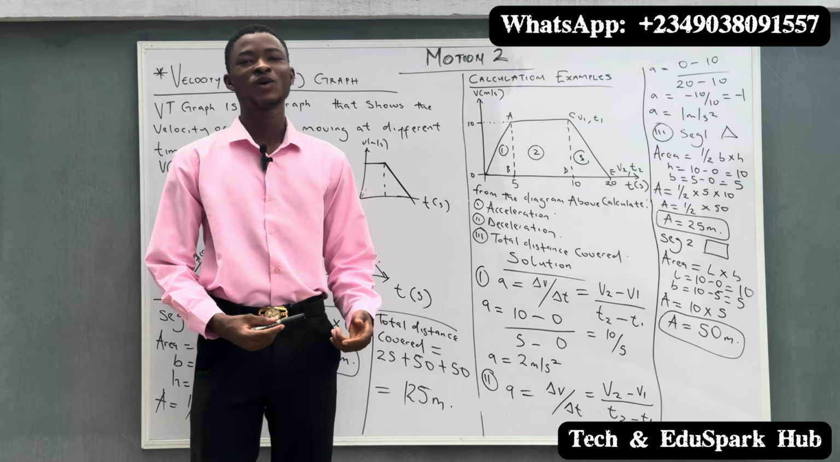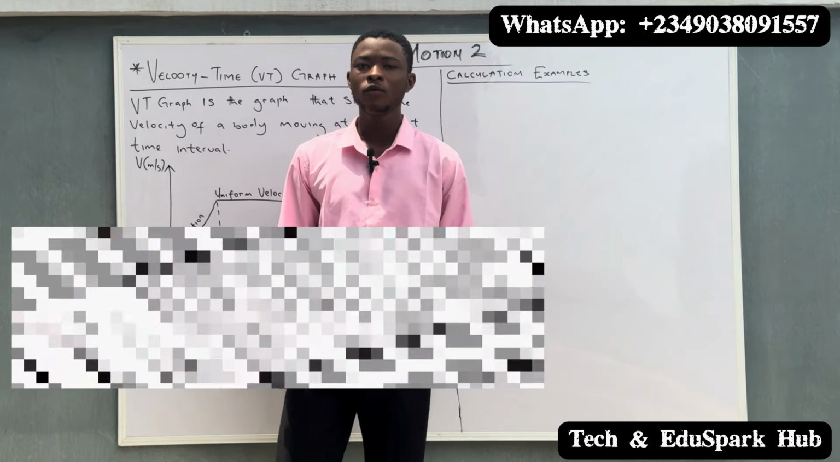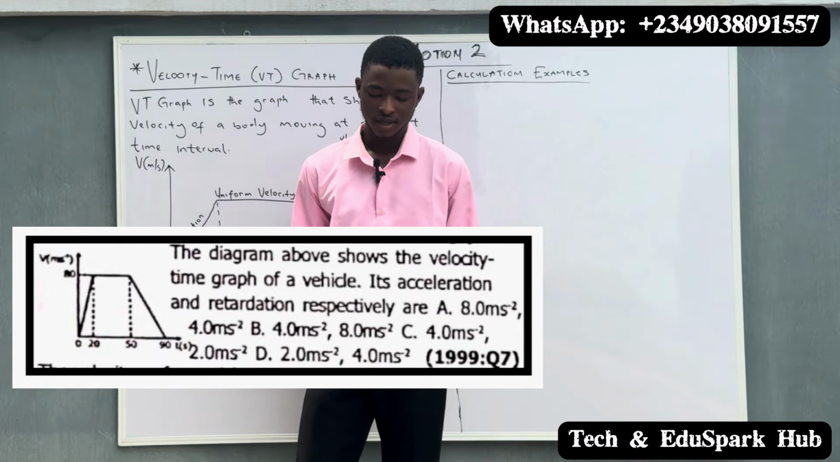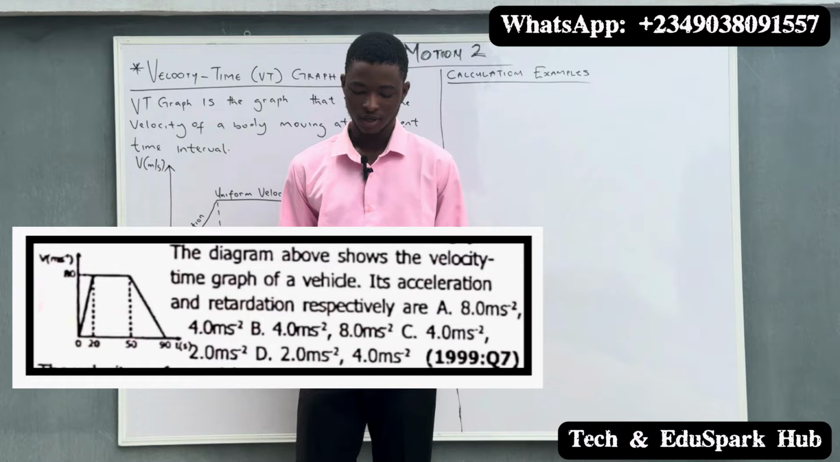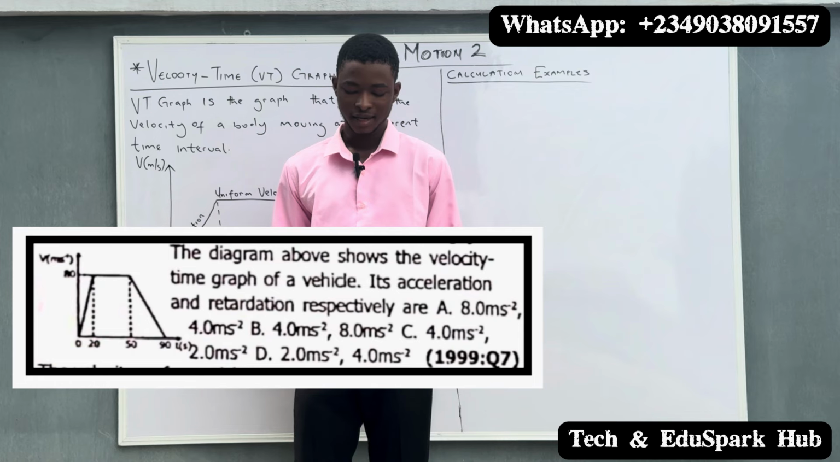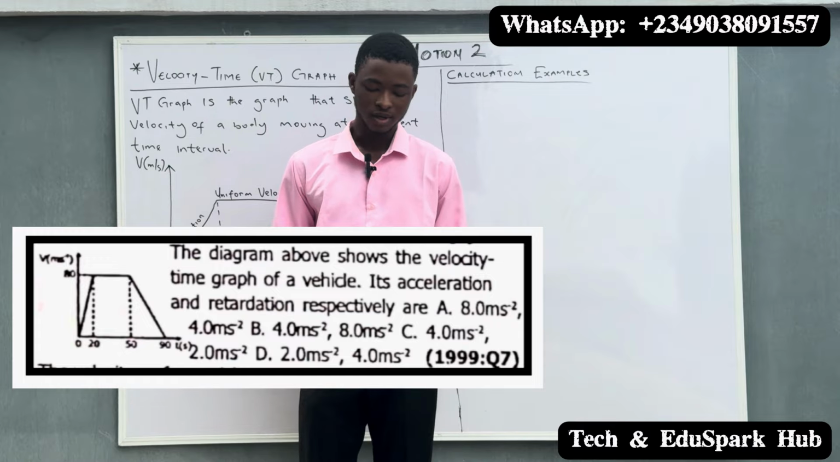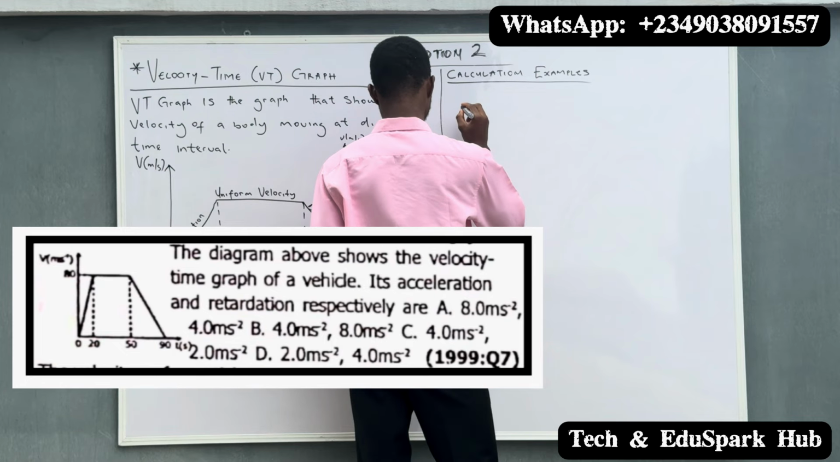So let's look at another example still on the velocity time graph. Moving to the second example as displayed on the screen, the question says, the diagram above shows the velocity time graph of a vehicle. Its acceleration and retardation respectively are. So from this question, let's draw the diagram on the board. So we have something of this type.